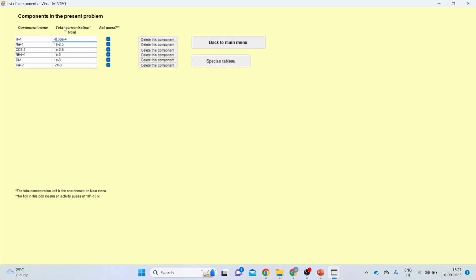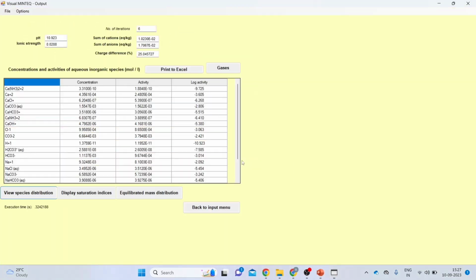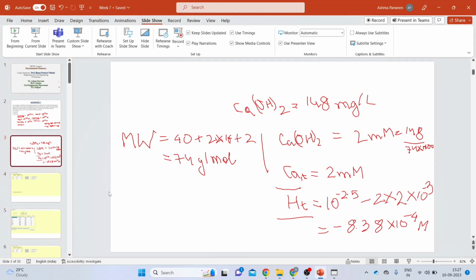So this is the new H plus concentration. We have already added sodium, carbonate, ammonium, chloride, and now we have added the calcium. We will go back and run Minteq. Now we can see the final pH is 10.923. Let's note it down.